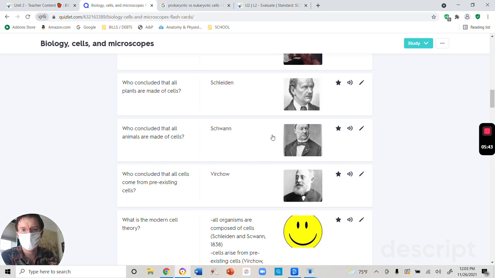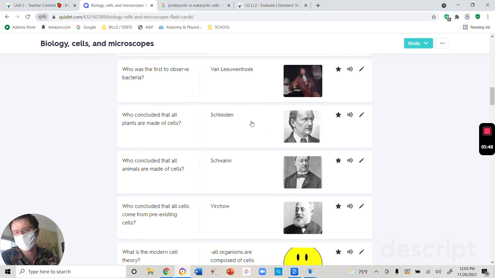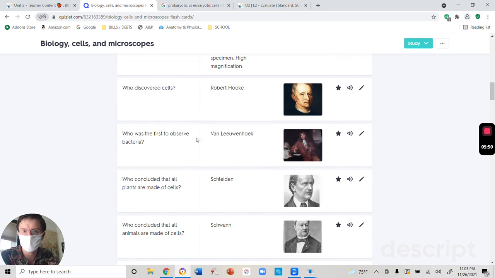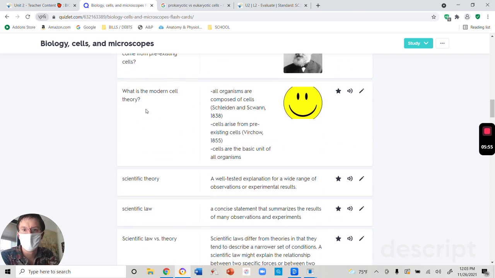Schwann was like, animals are made of cells. Schleiden was just sliding in the fact that plants are made of cells. Then Leeuwenhoek discovered bacteria. Robert Hooke discovered cells. Modern cell theory states what these guys were talking about. All organisms are made of cells. So that was Schleiden and Schwann. Cells arise from pre-existing cells, and cells are the basic unit of all organisms. All right, that is modern cell theory.